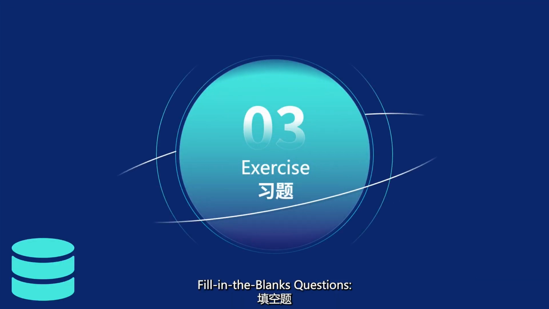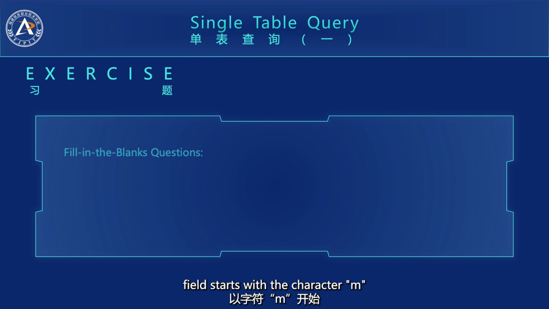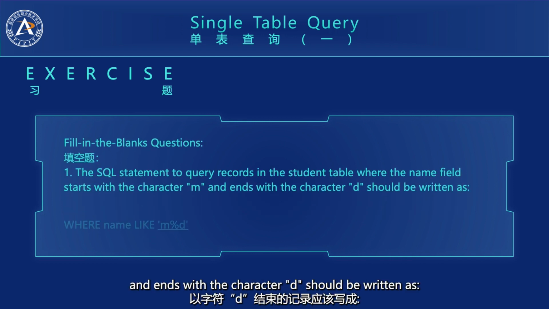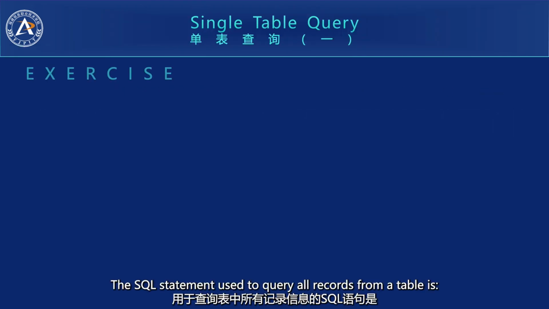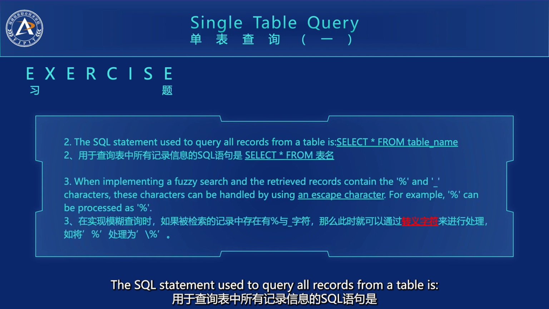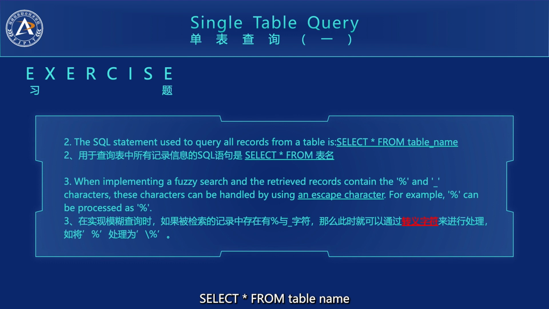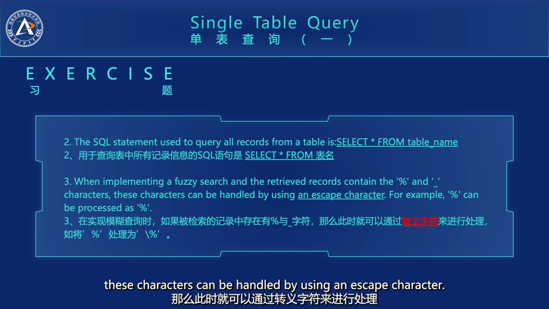Fill in the blanks questions. 1. The SQL statement to query records in the student table where the name field starts with the character M and ends with the character D should be written as where name like 'M%D'. 2. The SQL statement used to query all records from a table is select * from table_name. 3. When implementing a fuzzy search and the retrieved records contain the % and underline characters, these characters can be handled by using an escape character.